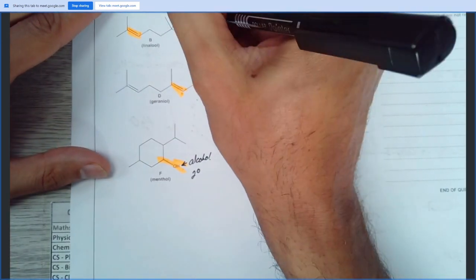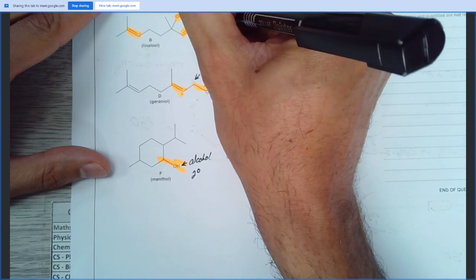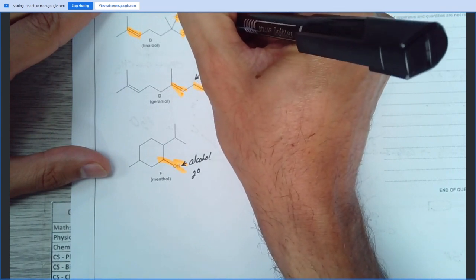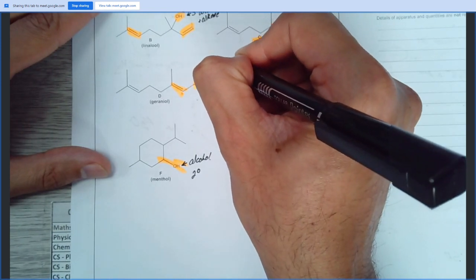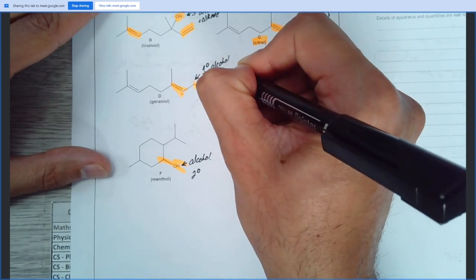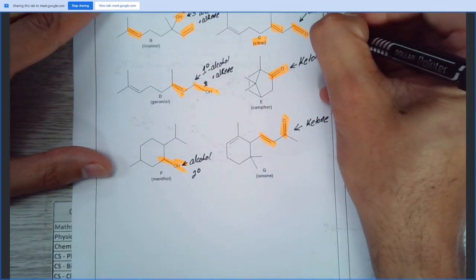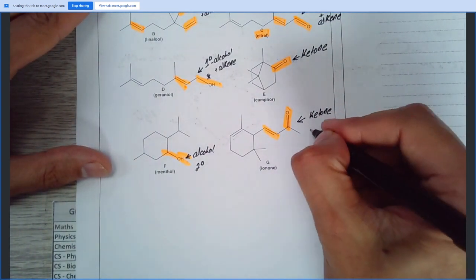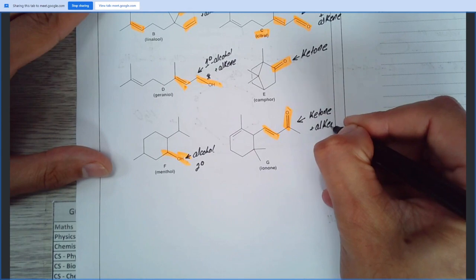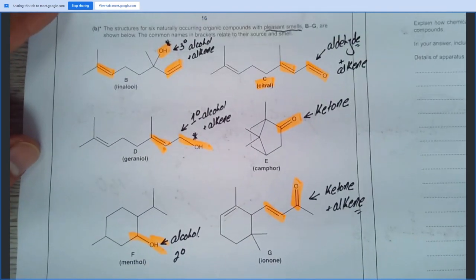So I can add a bit more information here. It is a third degree alcohol plus alkene. Alcohol plus alkene. Aldehyde plus alkene. Ketone plus alkene. Now quickly copy this information on your sheet, and then I'll discuss the test.